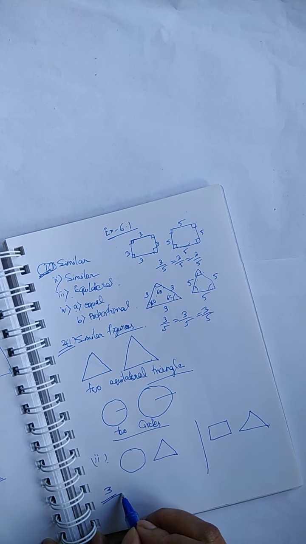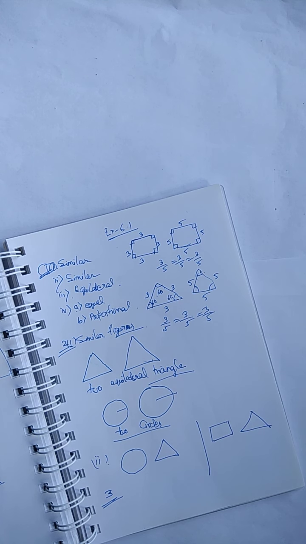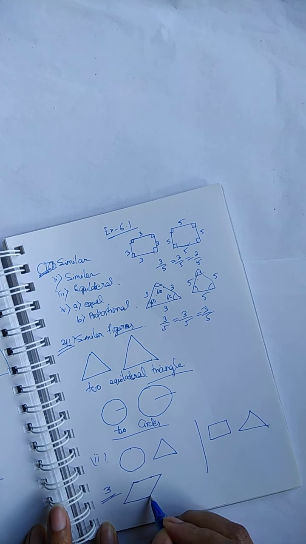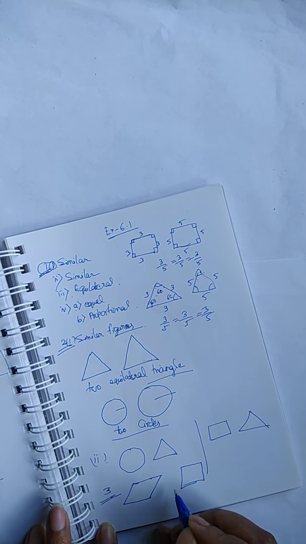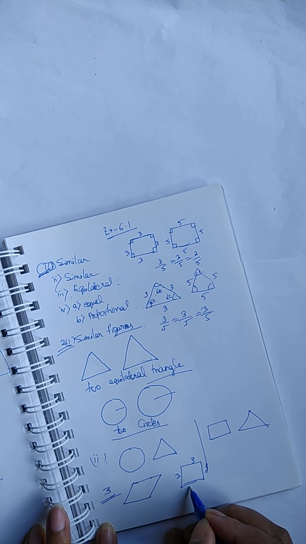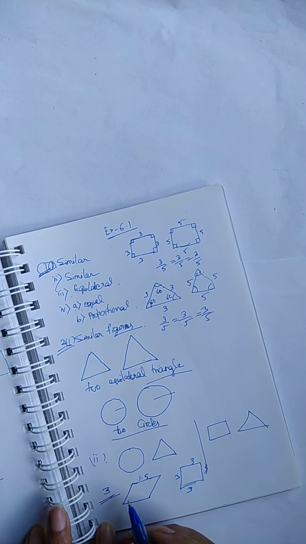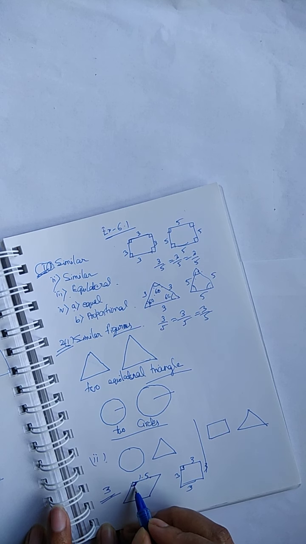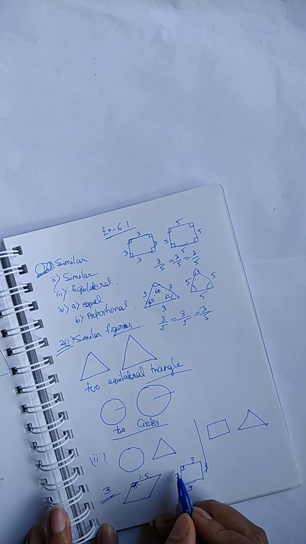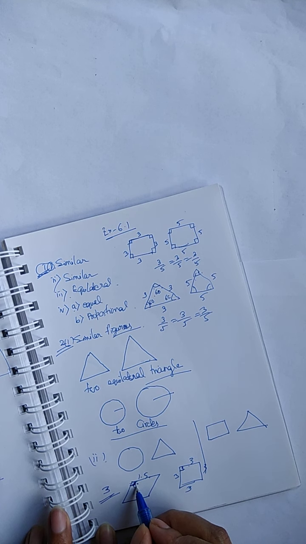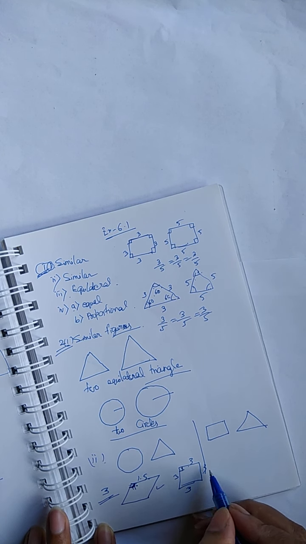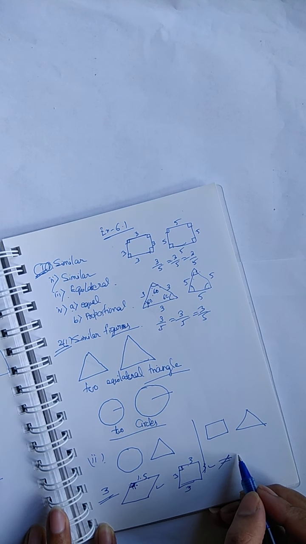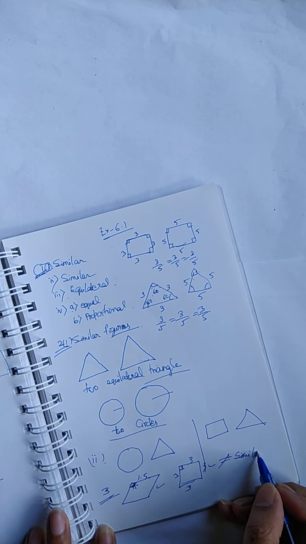Now the last question is the third. In this question they gave two figures, one is this and another one is this. Here all sides are 3, 3, 3, 3 and in this one it is 1.5 each. Here we can say it is 90 degrees, but this is not 90 degrees, correct? So the corresponding angles are not equal. This is bigger than 90 degrees. So we can say these two quadrilaterals are not similar.